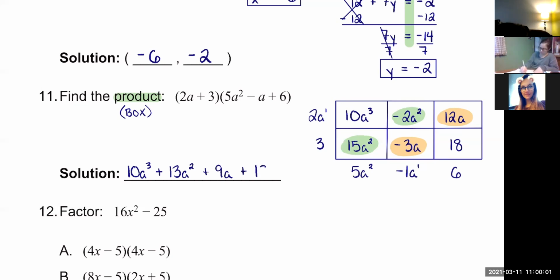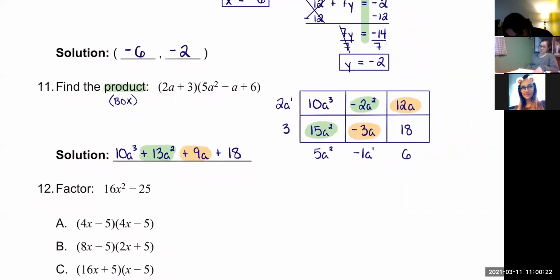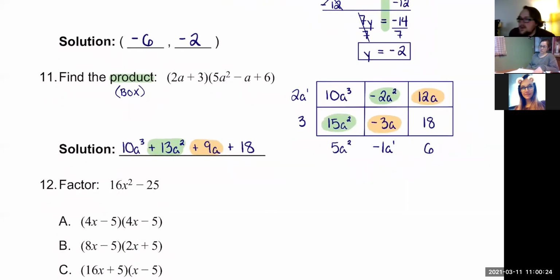Now, if you're a very visual person like I am, if this helps, color code it. The 13a squared is just from combining the like terms that are green. The 9a is from combining the like terms that are in orange. Again, I'm not saying you have to highlight when you do it, just visual cues help me remember.